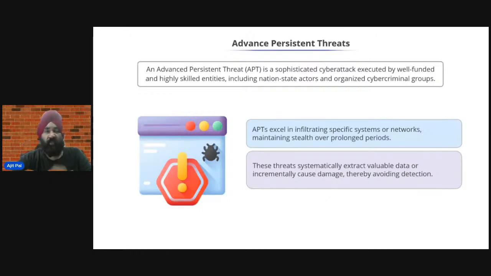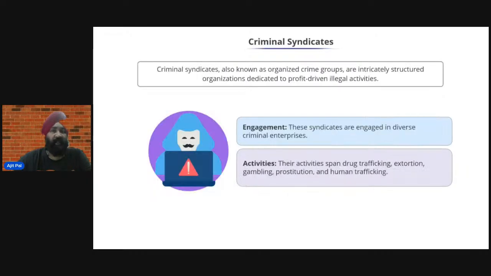Stuxnet was a worm designed to cause disruption or destroy Iranian nuclear capabilities. It was designed to target Siemens centrifuges. So you see, a marvel in itself. It was 2010. Then you have criminal syndicates.